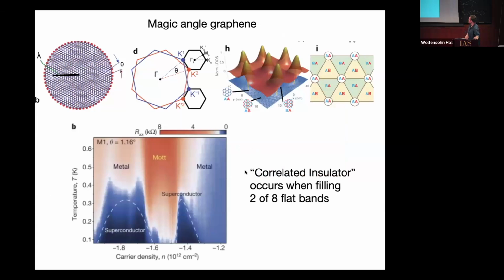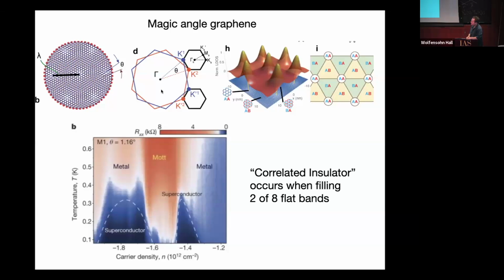Okay, so here's another experimental example of intervalley coherence. In this case, it's in magic angle twisted bilayer graphene. I'm going to show the bilayer case and some experiments from Princeton, but there are equivalent results in magic angle trilayer graphene from Caltech. So just a super brief recap of magic angle graphene. We take two pieces of graphene and twist them relative to each other.